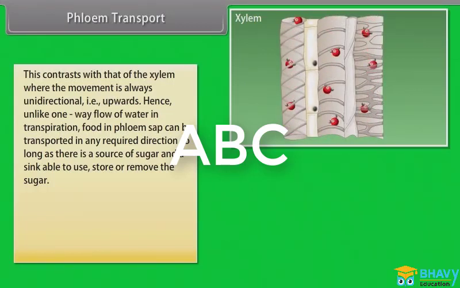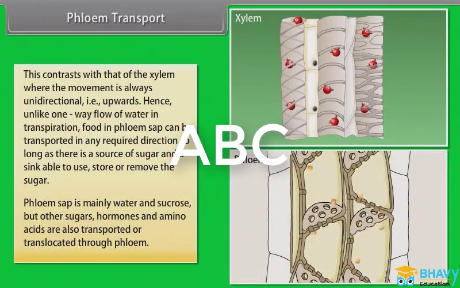Hence, unlike the one-way flow of water in transpiration, food in phloem sap can be transported in any required direction, so long as there is a source of sugar and a sink able to use, store, or remove the sugar. Phloem sap is mainly water and sucrose, but other sugars, hormones, and amino acids are also transported or translocated through phloem.